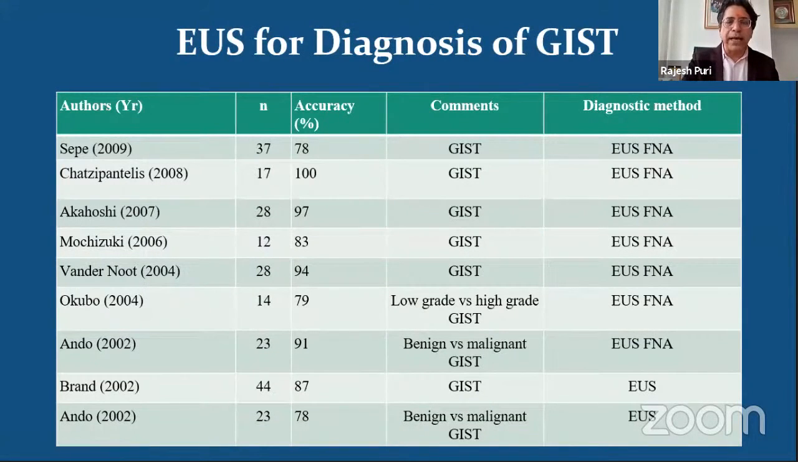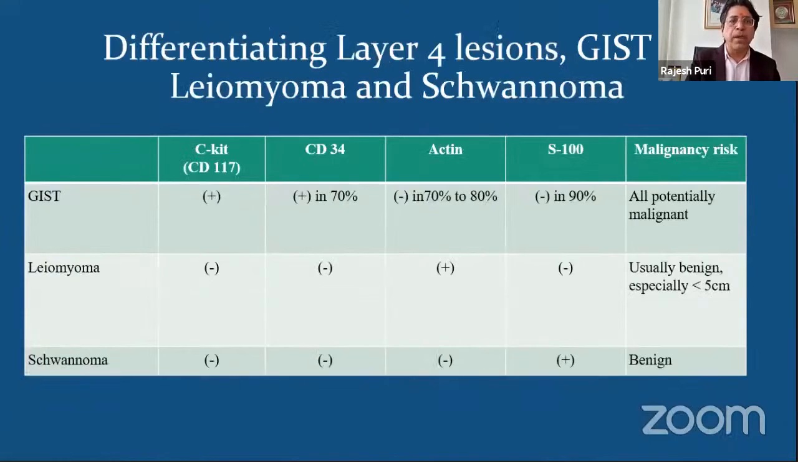So when you talk about the EUS diagnosis for the GIST, EUS has a fairly high accuracy ranging from 80 to 100% in diagnosis of the GIST, either by EUS alone or by using EUS and FNA. And it also helps in differentiating malignant versus benign GIST. So just to summarize, the important fourth layer lesions are GIST, leiomyoma, and schwannomas. GIST are positive for c-KIT and CD34, while they are negative for actin and S100, and they have a malignant potential. These patients require close follow-up.